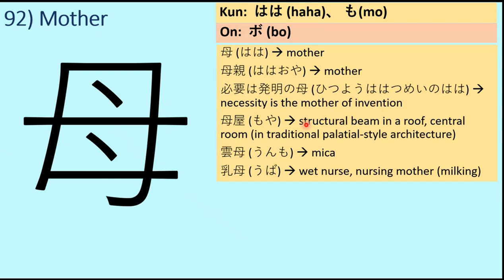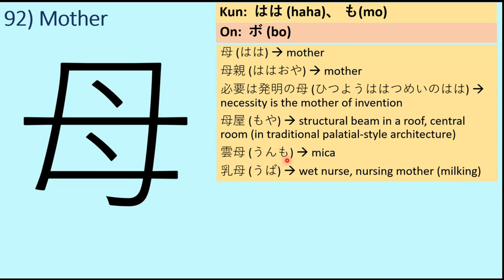Next, we have moya. Moya means structural beam in a roof or the central room in traditional palatial style architecture. Then we have unmo. Unmo means mica. Now, you might be wondering, what is mother doing in mica? So not only mother, we have this kanji character which represents the cloud, which is kumo. So kumo, and we have haha here. So the reading is unmo.